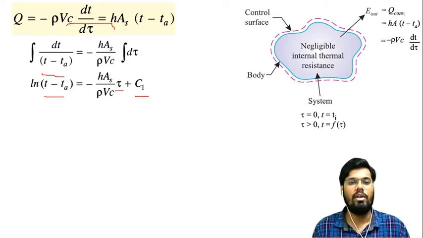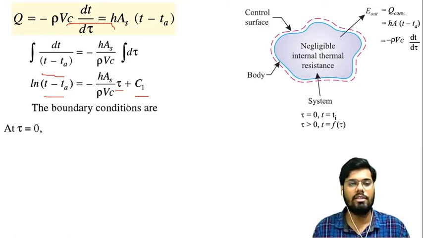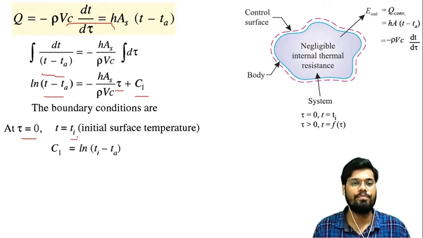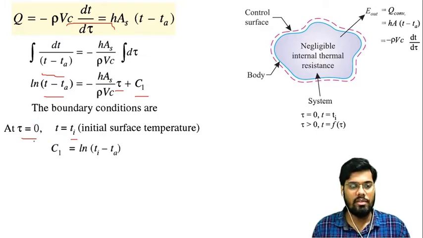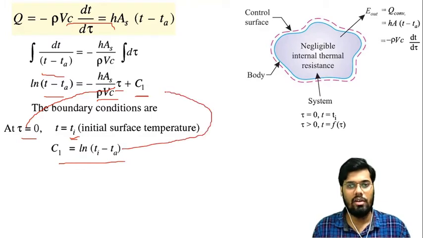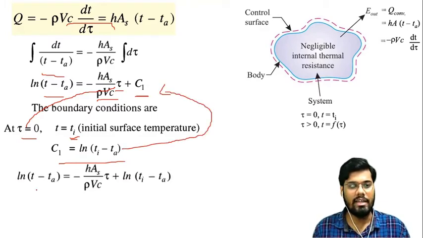Now we need to find the value of this constant by using a boundary condition. So what is our boundary condition? We know that at tau equal to 0, at the starting point, the temperature of our system is Ti, the initial temperature. Putting this boundary condition in this equation, instead of tau, if we put 0, this term becomes 0, so C1 is equal to ln, instead of T we write Ti, ln Ti minus Ta. Putting this value of C1 in this equation, we get ln T minus Ta is equal to minus hA tau upon rho V c, plus, instead of C1, ln Ti minus Ta.